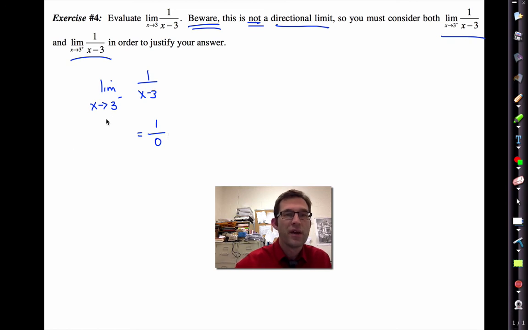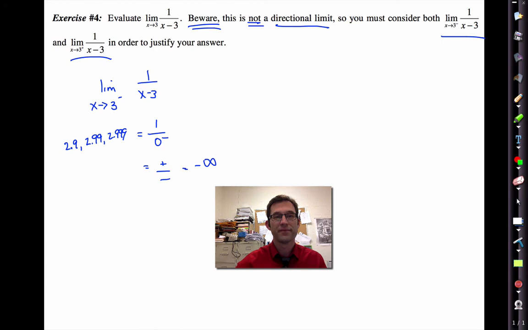I know something's up. To go to 3 from the left, I'd go through 2.9, 2.99, etc. I'm getting closer and closer. But because I have a smaller number subtracting a larger number, I get a negative. Now I have a positive divided by a negative equals a negative, and specifically negative infinity.